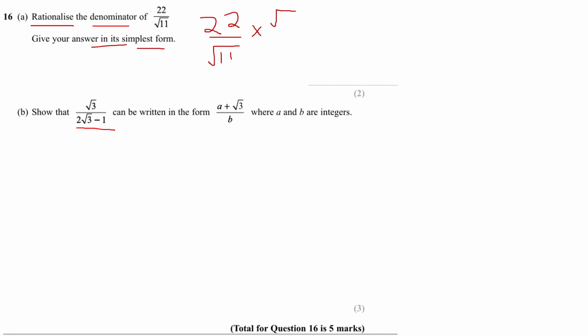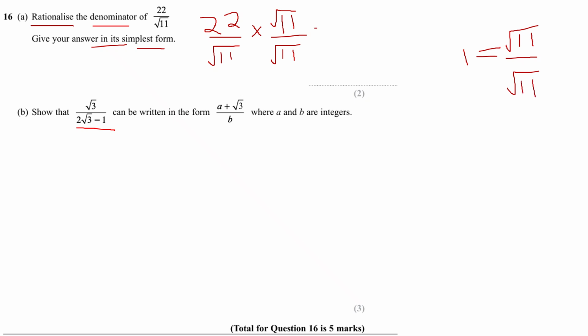So anything over itself is equal to 1. So I've not actually changed the fraction. All I'm doing is multiplying this fraction by 1, but I'm expressing 1 as root 11 over itself, because any number or term divided by itself will always give me 1. And you'll see why I'm doing that in just a second.